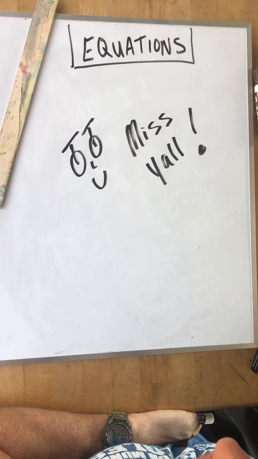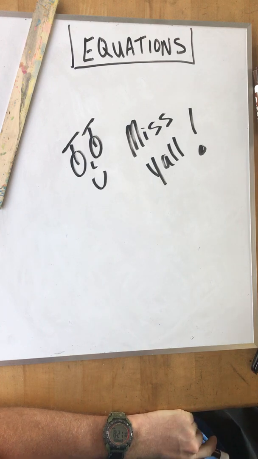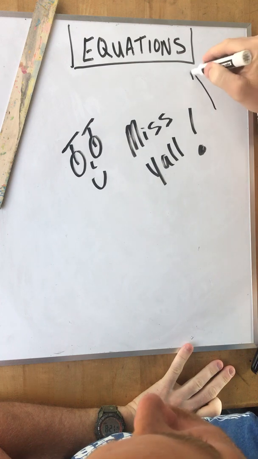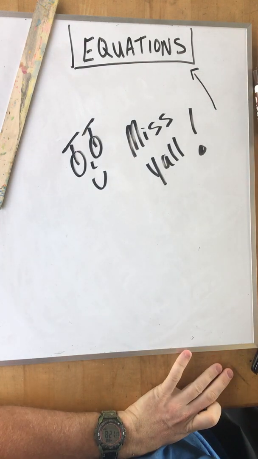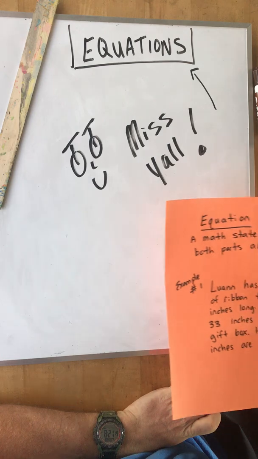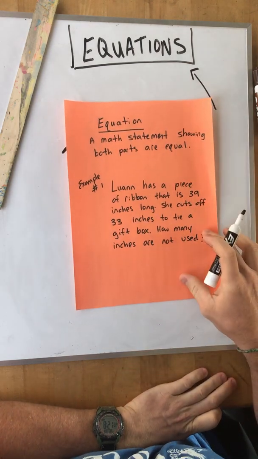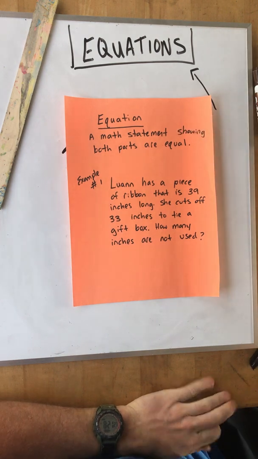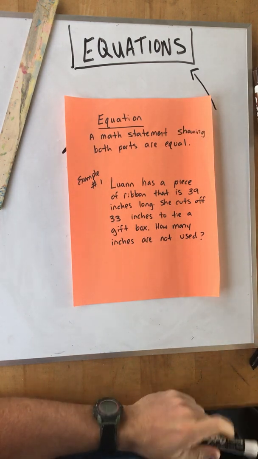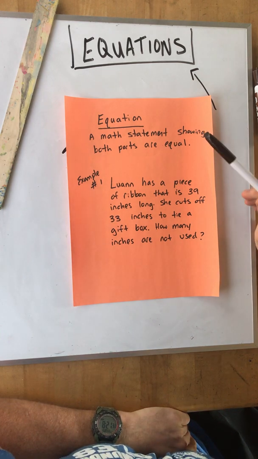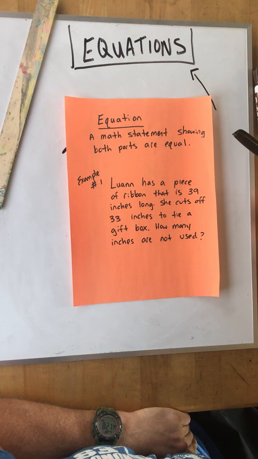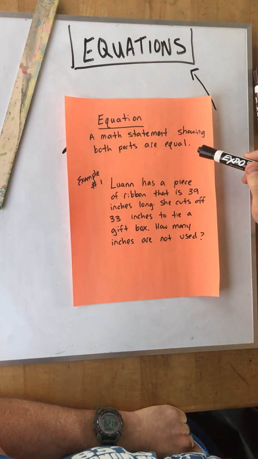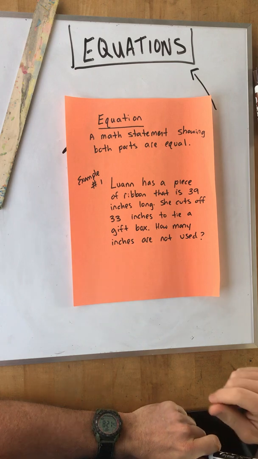I want to drop in a short little video with 3 examples, and we're going to be talking about equations. Equations. You can say it with me, equations. So here's the first definition of equation, if this is your vocabulary word. It's a math statement showing that both parts are equal. Don't make it more complicated than it is.